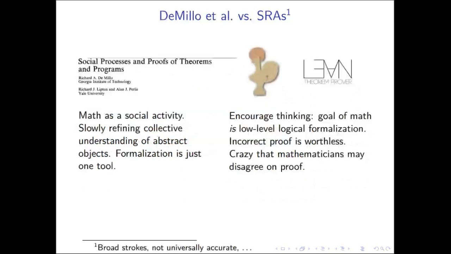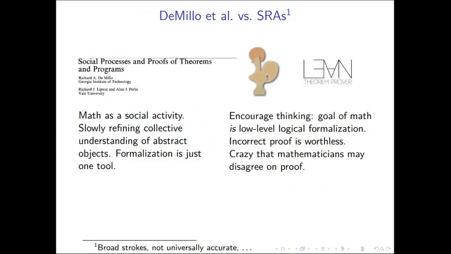Okay. And what I want to contrast this to, and again, this is very broad strokes, not universally accurate, but in very broad strokes, what I want to contrast this with is this paper many people are probably familiar with, Social Processes and Proofs of Theorems and Programs. And so the idea here is that tools like Coq and Lean maybe by default encourage this way of thinking of the goal of math as this low-level logical formalization. I mean, we had some discussion about this at the end of the last talk, where there was this question of, maybe you get into this mindset of it's a game trying to plug things together and so forth.